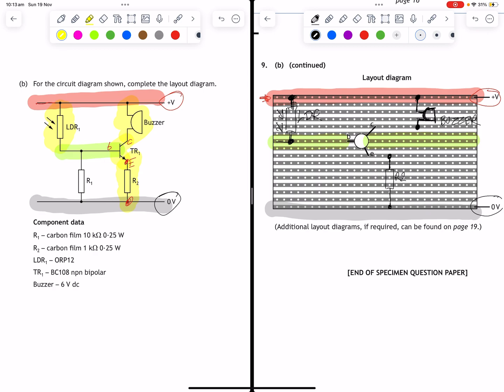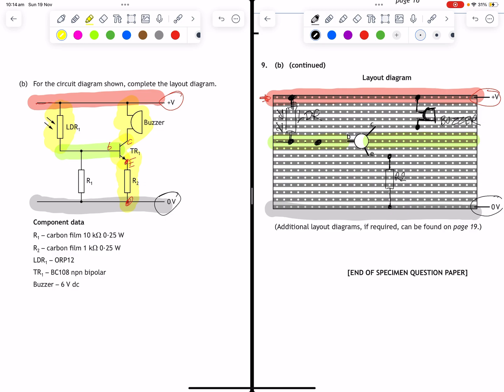So anywhere, could be here, here, it could be any of these points. So it could be there. One candidate might put it in there, there, or there. It's up to yourself. You choose. And there's your dot, and that's going down to the 0 volt.